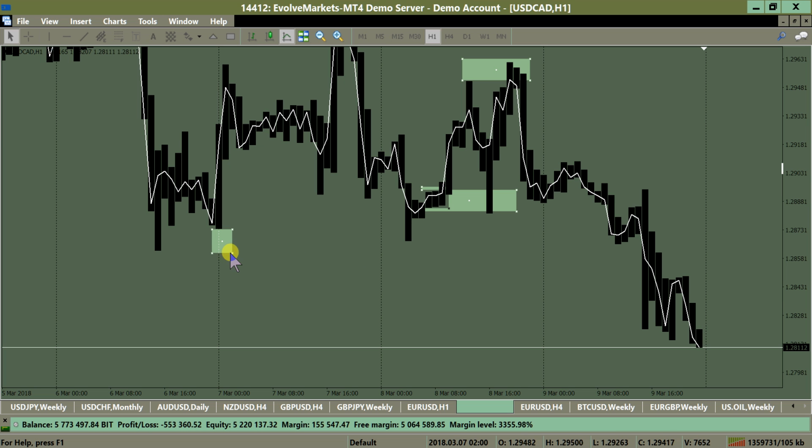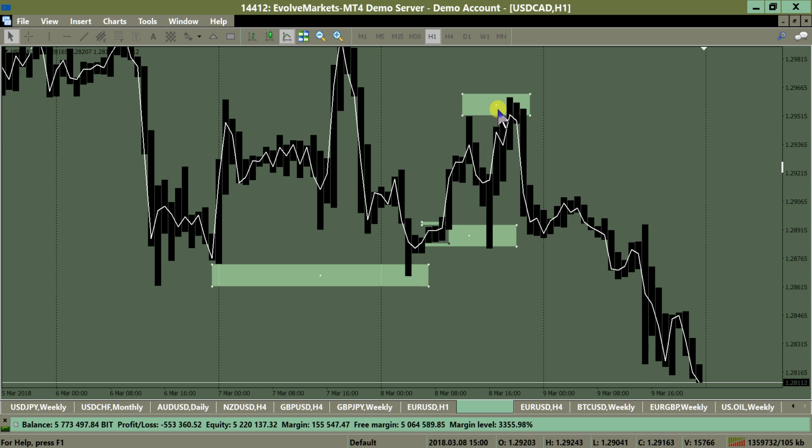And look at this entry. That is in a 6 pip window. So you could run a 10 pip stop here and load it up and make yourself 80 pips. Right? 50 pips. And you're adding on the breakout here.